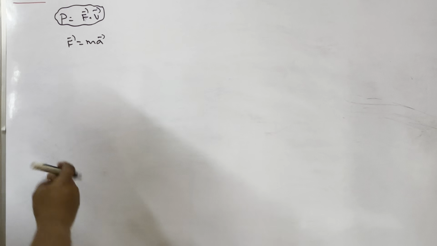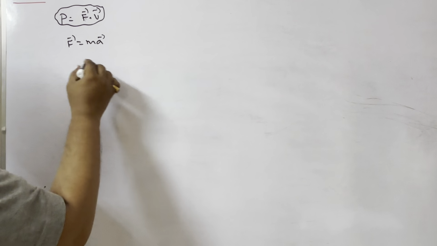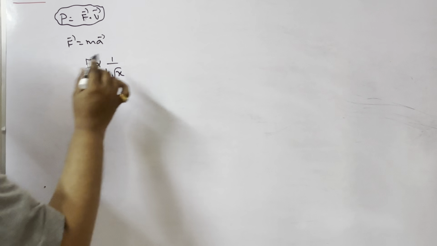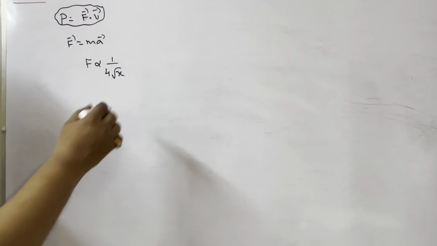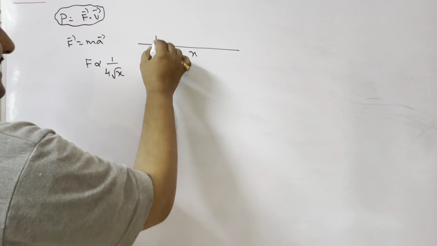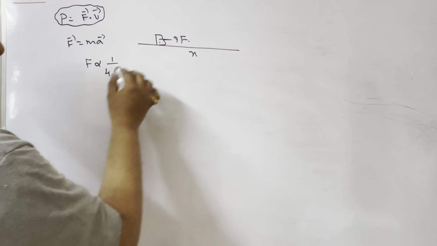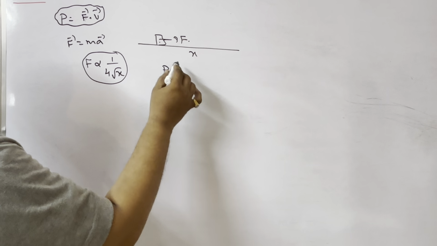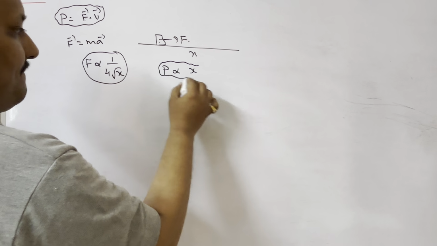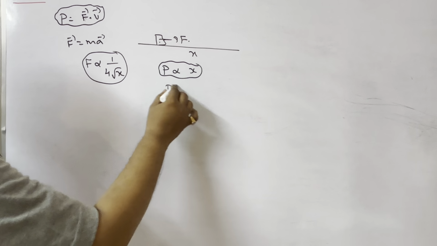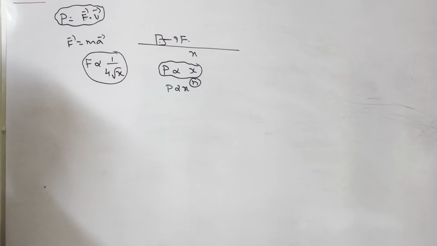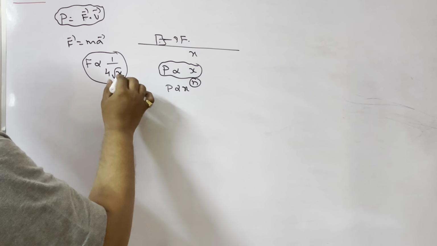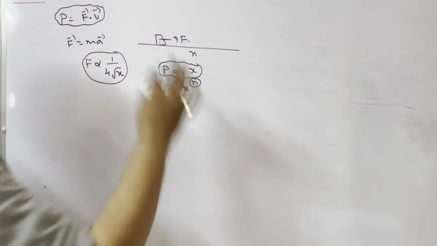Now see one example: force on an object F is inversely proportional to 4 root x. The force acting on an object with respect to distance, how it varies, they will give like this. Then find the power and x relation. So power is directly proportional to x power n. What is this n value they will ask. However it might be, force is related with distance like this. How power will be related with x they will ask.